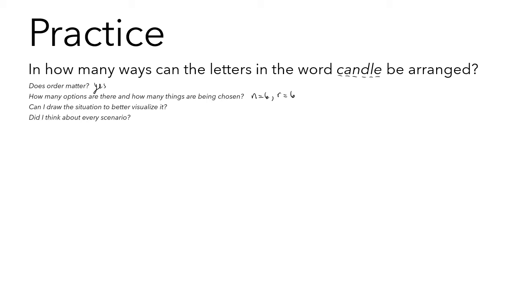Can I draw the situation better, visualize it? I don't really need to because it's just a word. Did I think about every scenario? I'm going to cover that when I get to the end. So here we're going to have 6 choose 6 in terms of a permutation. You can put this expression into your calculator and it will calculate the answer for you. And so when you do that, you get 720 ways of arranging the letters in the word candle. Did we think about every scenario? We're good to go. 720 ways is our answer.